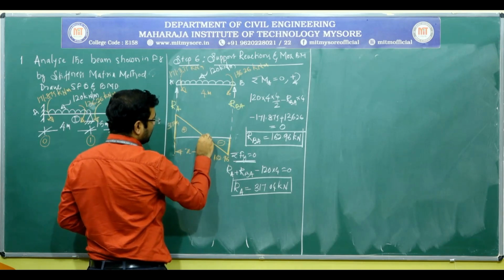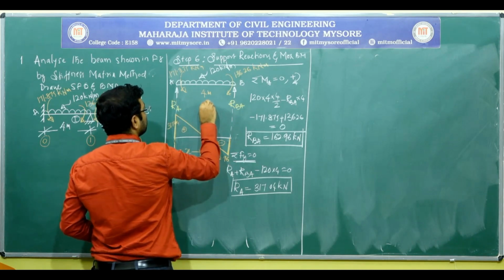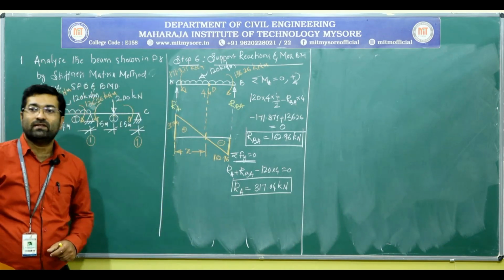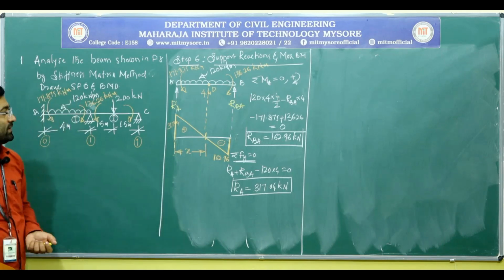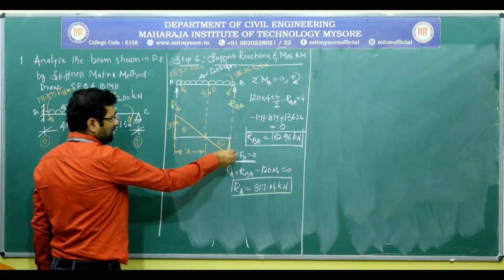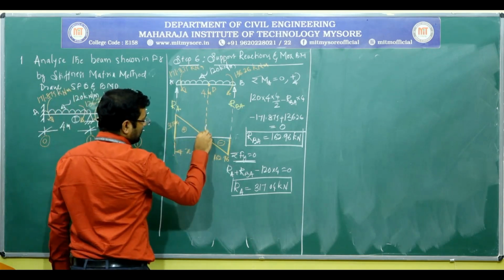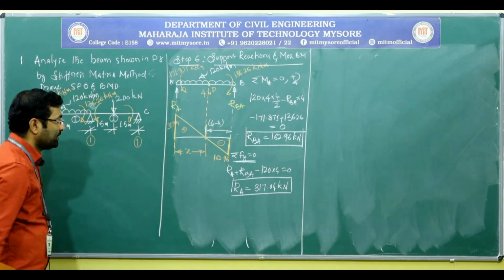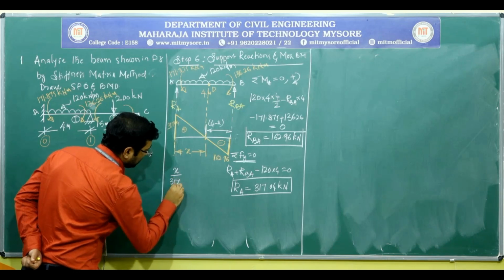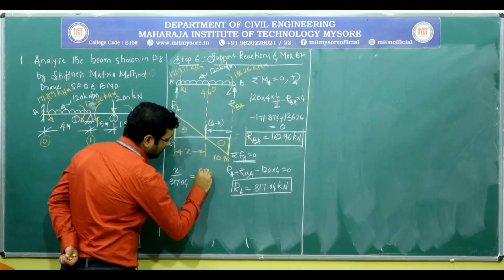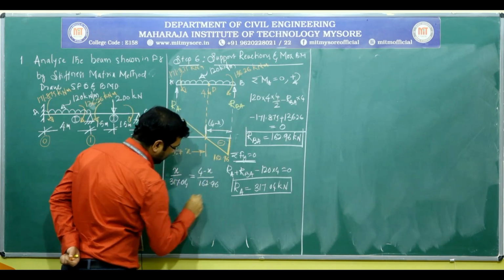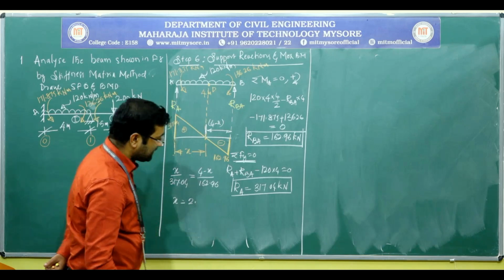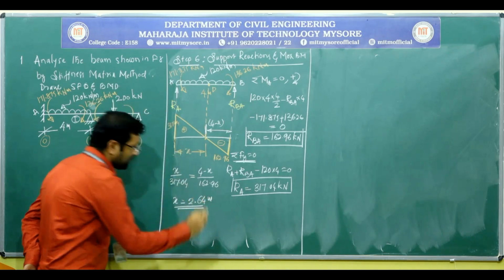Let us say it is at a distance of x. So I will transfer this, let us say ABC, the point D where the shear force is 0. Now I need to know what x is. To determine the x value, I have to use the similar triangle concept. So this distance is x, then this distance will be 4 minus x. So x by 317.04 must equal 4 minus x by 162.96. If you solve this, you will get the value of x as 2.64 meter.